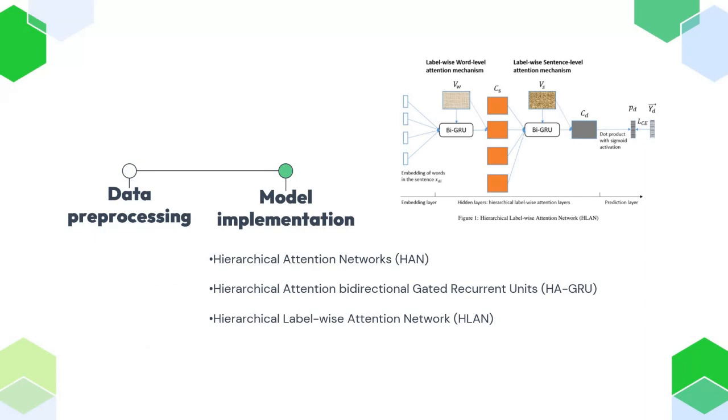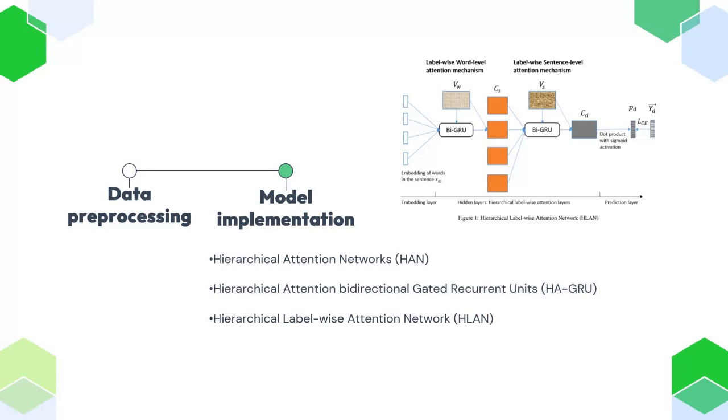In this section, we'll be introducing the key models implemented in our approach for automated medical coding. First, we have hierarchical attention networks. This model uses an attention mechanism to highlight the most important words and sentences in a document, making it easier to understand which parts of the text contribute most to the final prediction.